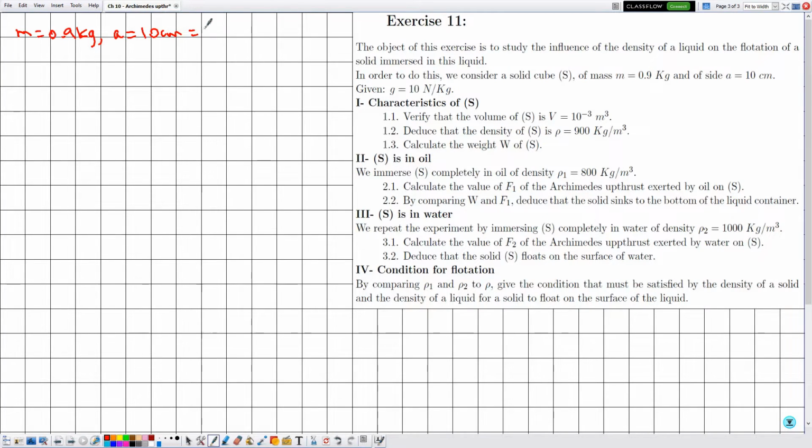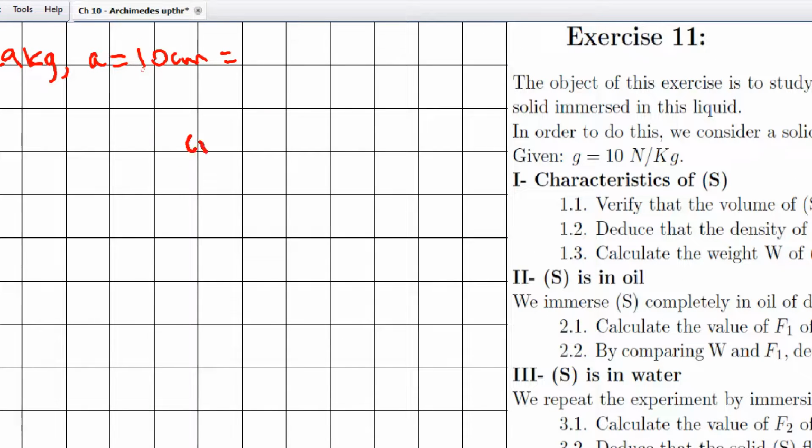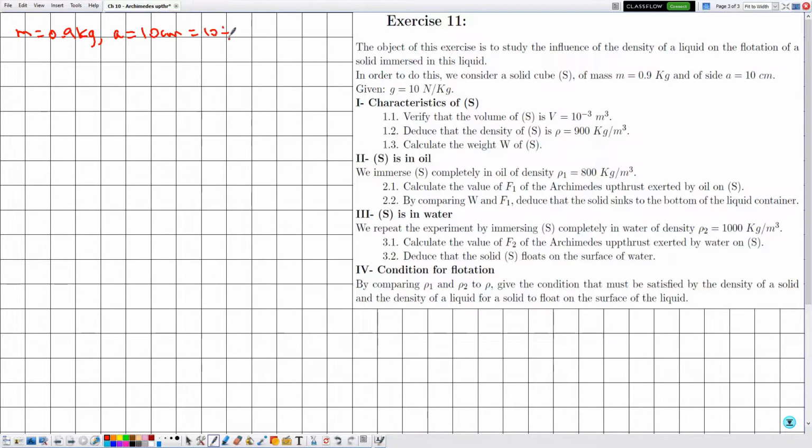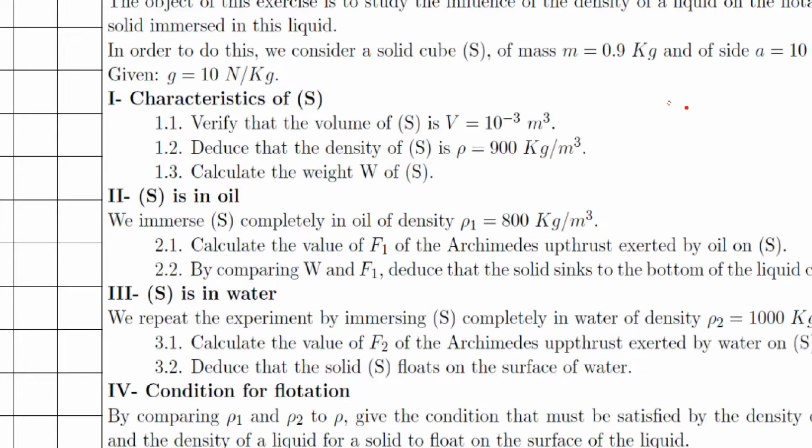Knowing that centimeter is not the SI unit of length, in order to convert from centimeter to meter, we divide by 100. Then 10 divided by 100, so the side of the cube in the SI is 0.1 meters. And g is equal to 10 newtons per kilogram, which means that we are performing this experiment on the surface of Earth. Part 1, characteristics of S.